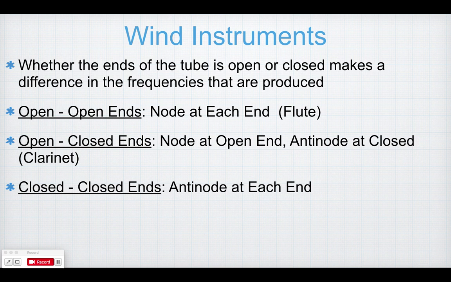That means regular atmospheric pressure at each end. For open-closed, one end must be closed. A clarinet, for example: you put your mouth over the end of the clarinet and you close off that end. There is a node at the open end because that is the thing that experiences just regular atmospheric pressure, and there is an antinode at the closed end. If both ends are closed, and yes, that is possible, you will have an antinode at each end. But the same rules of the standing waves and the equations apply, with maybe some changes.